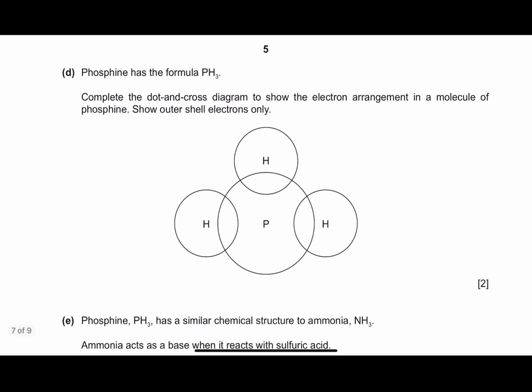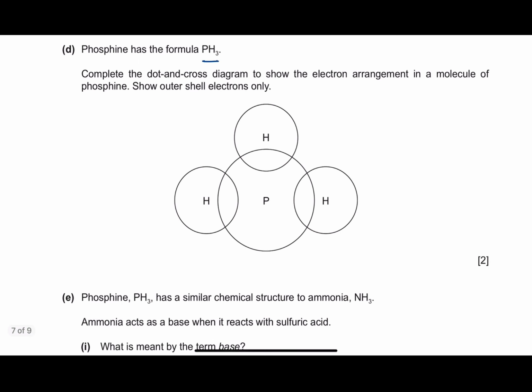It says D, phosphine has the formula PH3. Complete the dot and cross diagram to show the electron arrangement in a molecule of phosphine. Okay, again, it's simple. What you have to do is find the electron arrangement for each of the elements first. Now, phosphorus has the valence electron of 5 and hydrogen has the valence electron of 1. So this is the valence electron for hydrogen element on the outermost shell.